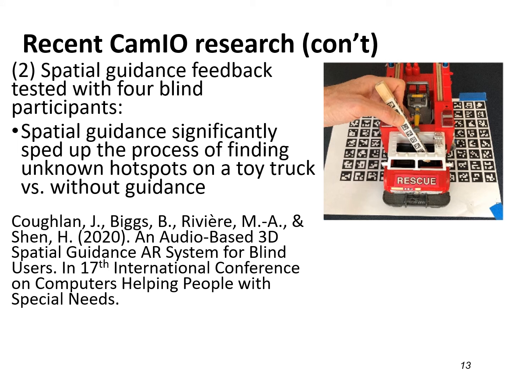So the next study introduced the spatial guidance feedback, and we tested this with 4 blind participants. And in this study, we had 10 hotspots on a toy fire truck shown here, and we asked people to find hotspots with and without guidance. And so in the case of without guidance, basically there was no audio indicator until the stylus got very close to the hotspot, in which case the hotspot was announced. And not surprisingly, the guidance up, down, left, right, back, forward made it much faster to find a hotspot.